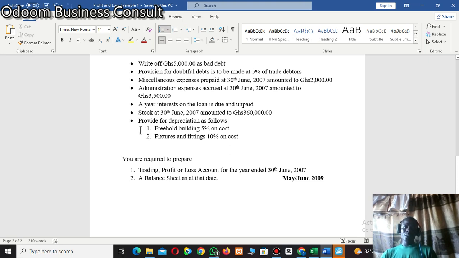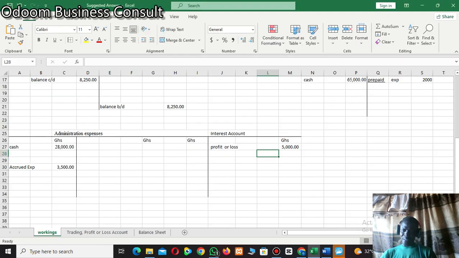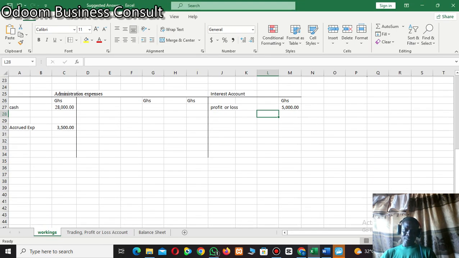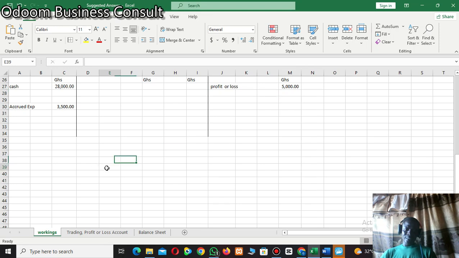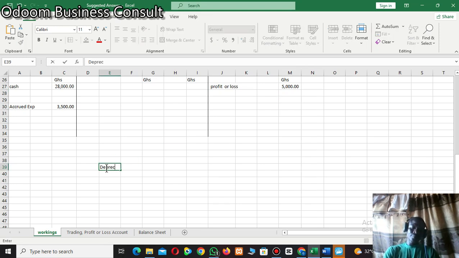Now the last one, but not the least, we have provide for depreciation as follows. So we have to provide 5% on cost as depreciation for freehold building. So let's come here. You know that every year we have to charge a depreciation. So here we just write a broader heading, depreciation.